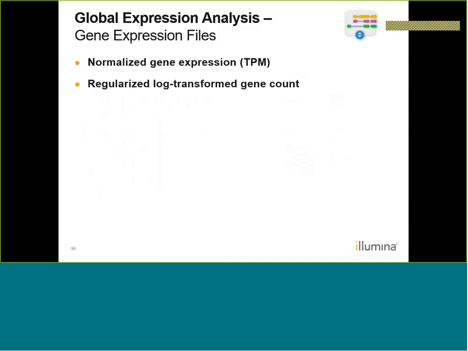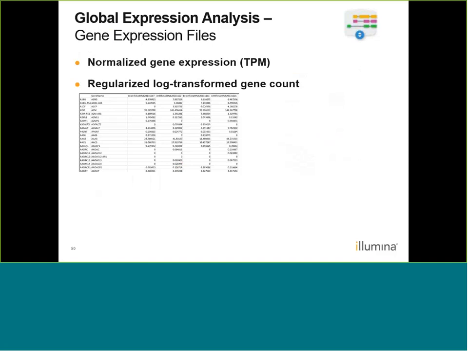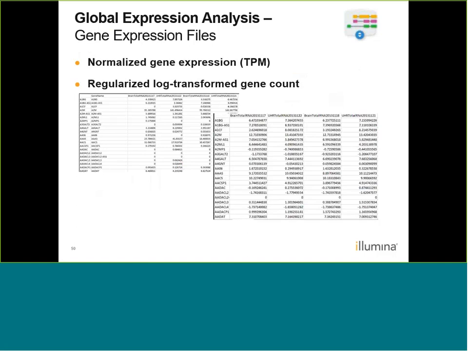Now, along with our plots, our heat maps, and our PCA plots, we're also going to get gene expression files. So first, we're going to get our normalized gene expression, or TPM. So that's over here on the left. And we're going to get our regularized log transformed gene count file as well.